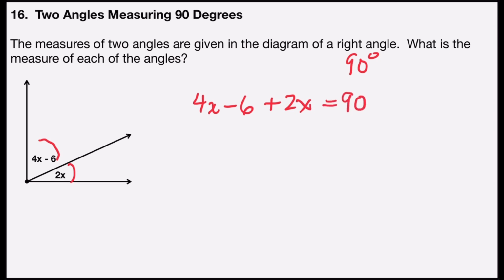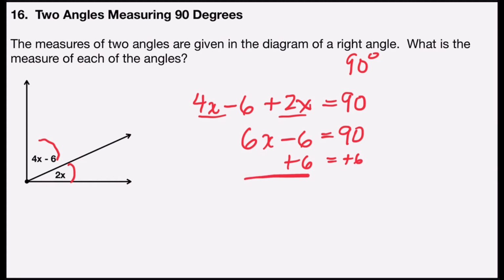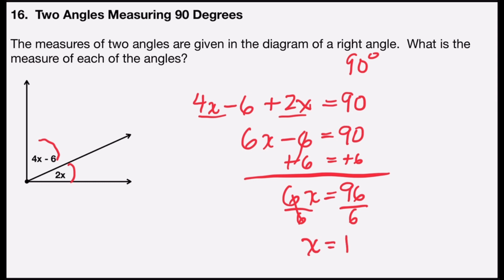Now I'm going to combine like terms. 4x plus 2x is 6x minus 6 equals 90. And now I just have a two-step. Add 6 to both sides. Negative 6 plus 6 is 0. 0 plus 6x is 6x, and 90 plus 6 is 96. I'll divide both sides by 6. 6 divided by 6 is 1x, and 96 divided by 6 is 16.